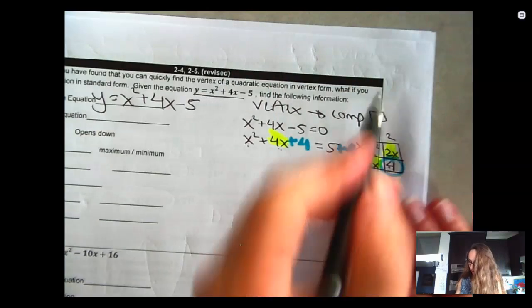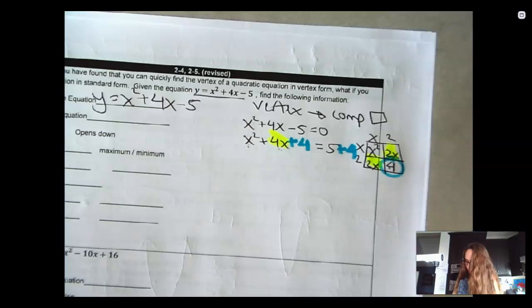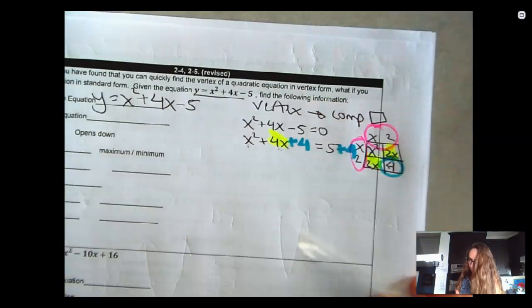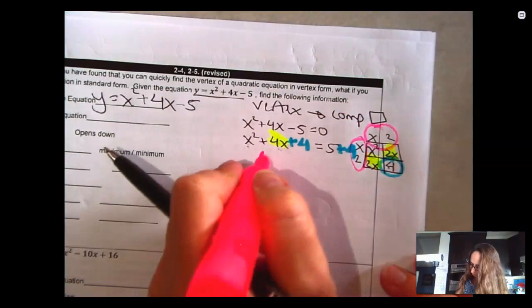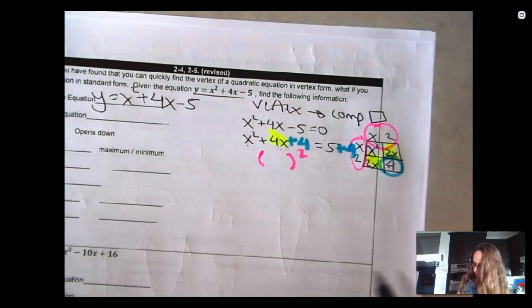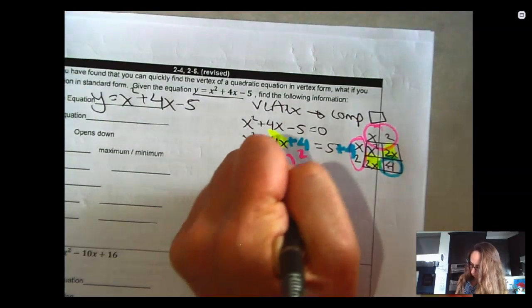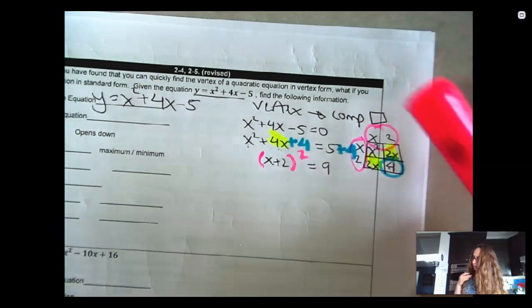Okay? Because what I do to one side, I got to do to the other. Now, if you look, let me get my pink highlighter, I have made a perfect square. That's why it's called completing the square. And I get (x + 2)² = 9. Now, it's looking a lot like vertex form, so let's look at what vertex form looks like.